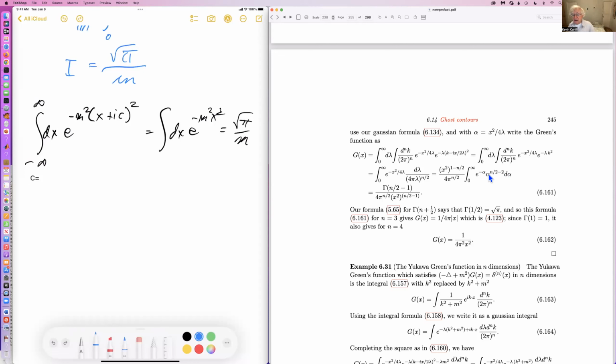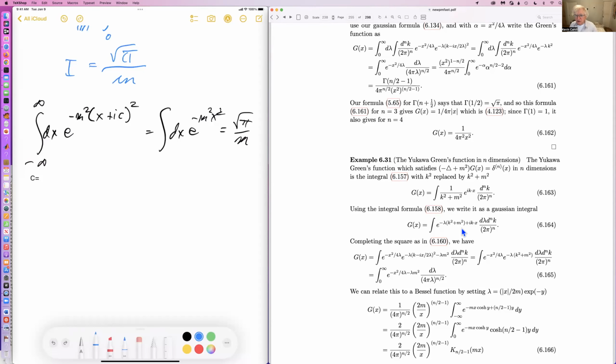But this is a gamma function, a particular gamma function, gamma of n over 2 minus 1. And then one can check that this is the correct Coulomb Green's function. But also, if you consider n equals 4, so space-time as opposed to space, and this would be Euclidean space, in other words, just 4 spatial dimensions, you get 1 over 4 pi squared x squared.